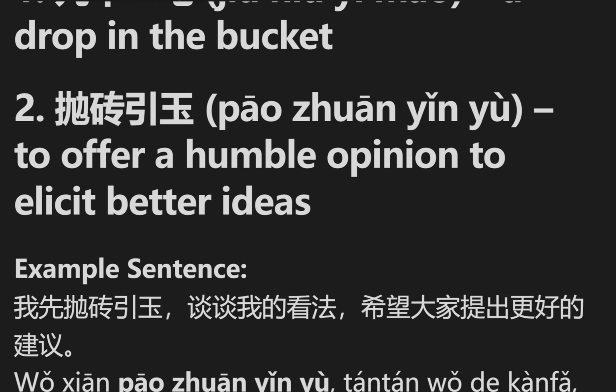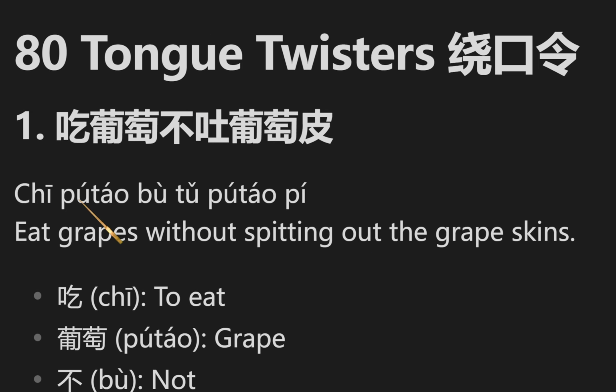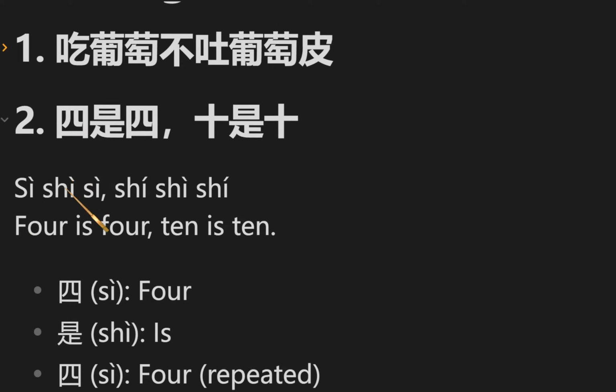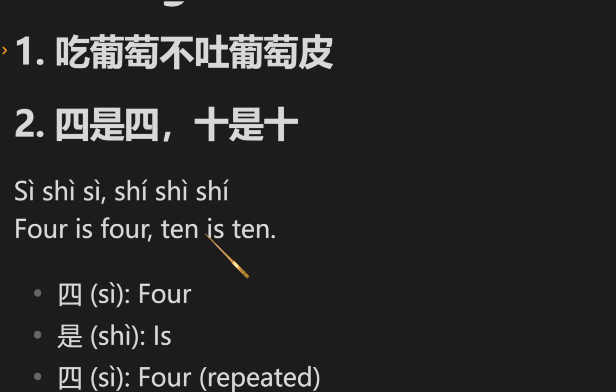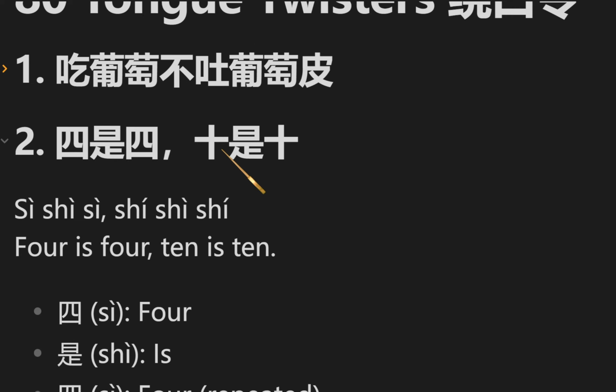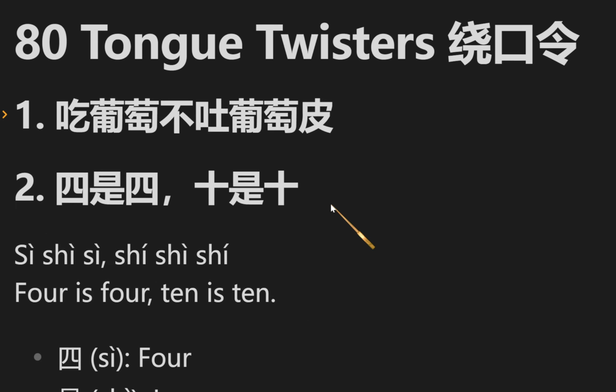And we have one new tongue twister. Last time: Eat grapes without spitting out the grape skin. You remember? 吃葡萄不吐葡萄皮。Today we learn this one. This one is very, very popular. One of the first everyone learns. Four is four, ten is ten. 四是四，十是十，十四是十四，四十是四十。So that's all for today. See you next time.